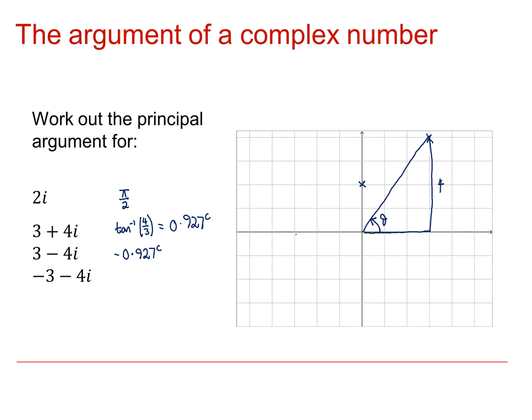For the complex number minus 3 minus 4i over here, you can see that this angle here is theta as we measured it before, but the angle that we want is this angle here. This angle is pi minus 0.927 radians, which is 2.214 radians. But of course this is going clockwise, and so we need that to be negative, minus 2.214 radians.